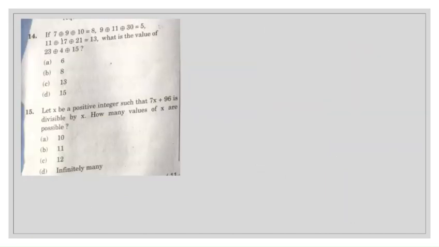Now question number 14 says, if 7, this symbol, 9, symbol, 10 is equal to 8. So basically we have here 7, then we have this particular symbol, 9, then we have this symbol, and then we have 10 is equal to 8. Another line says 9, symbol, 11, symbol, 30 is equal to 5.